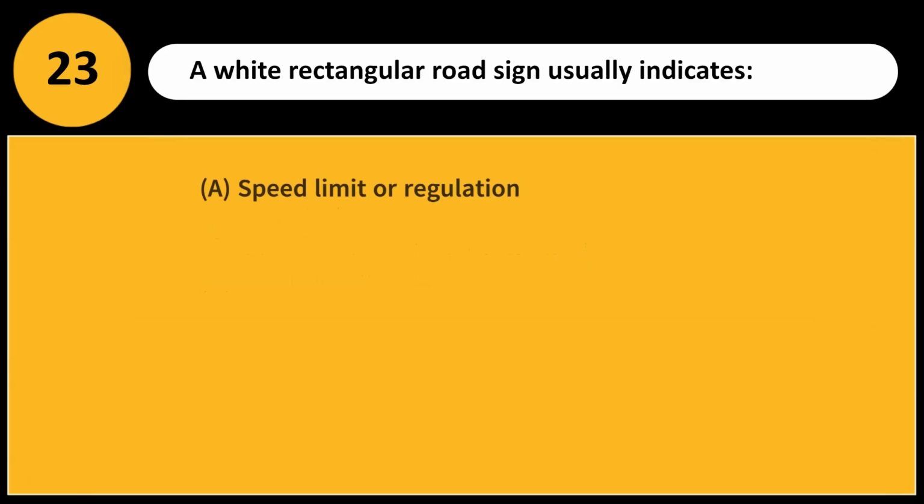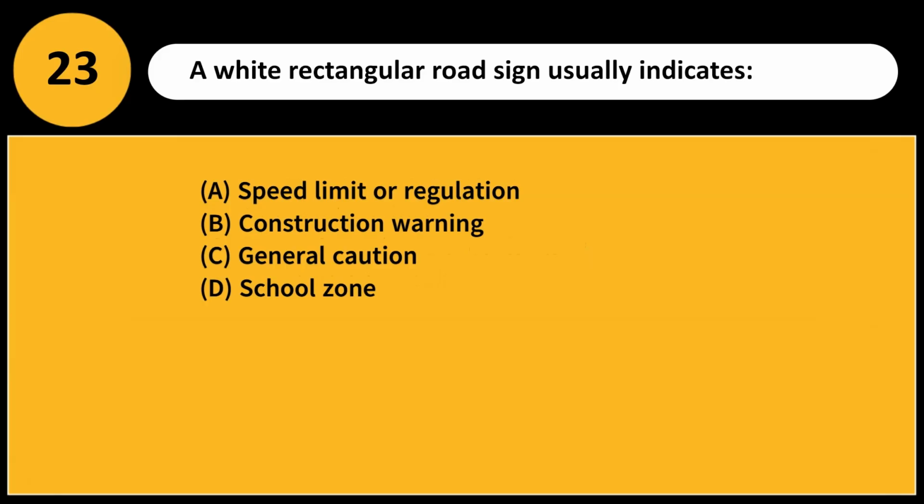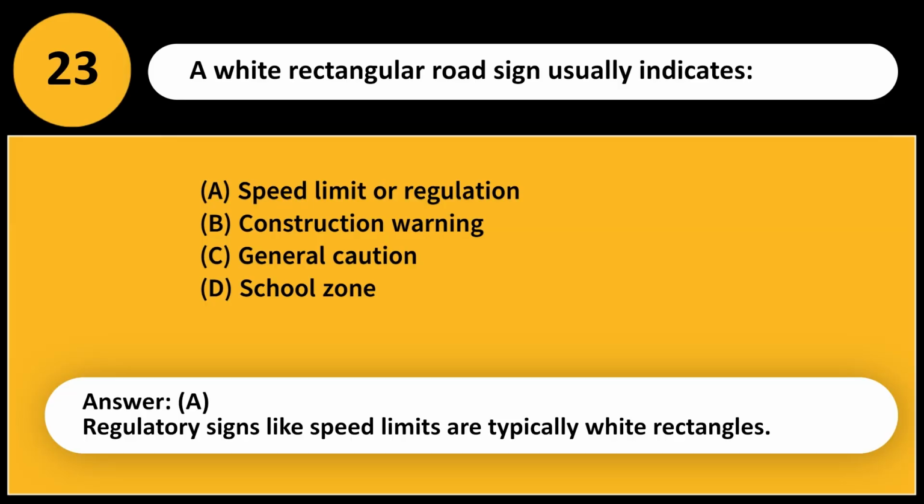A white rectangular road sign usually indicates: A. Speed limit or regulation. B. Construction warning. C. General caution. D. School zone. Answer, A. Regulatory signs like speed limits are typically white rectangles.